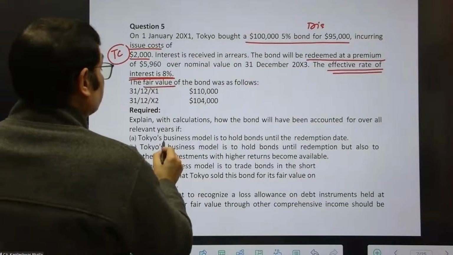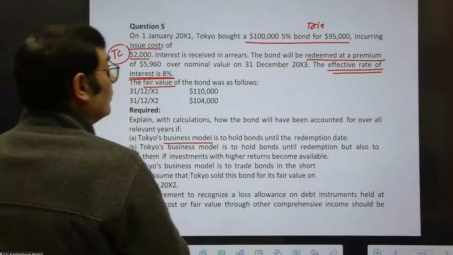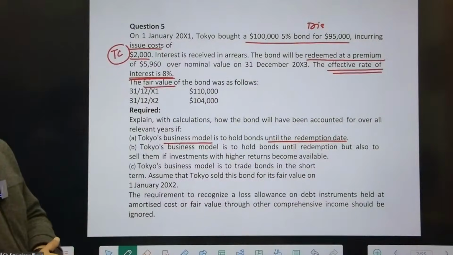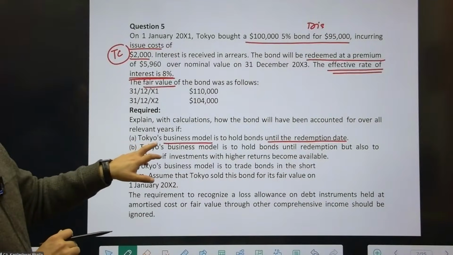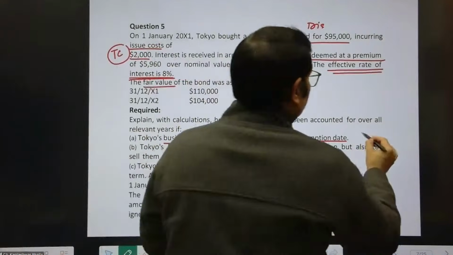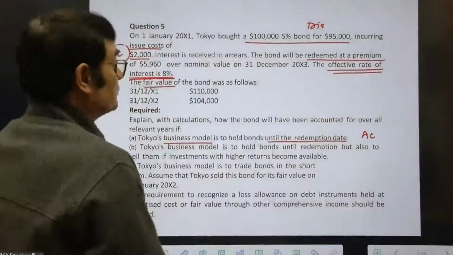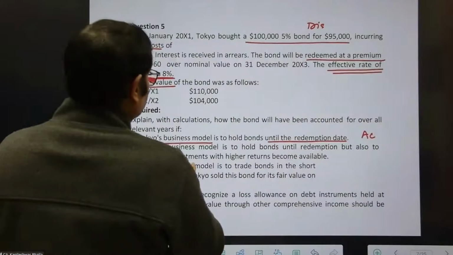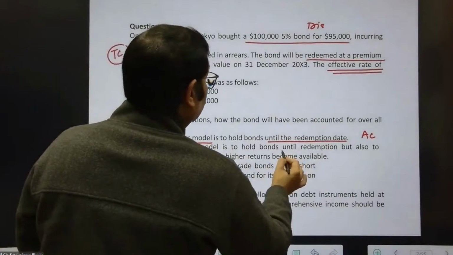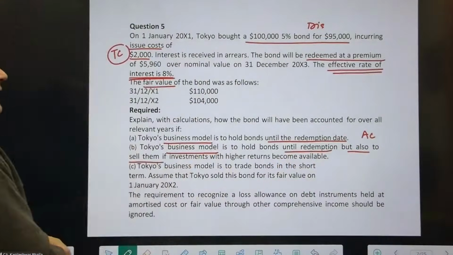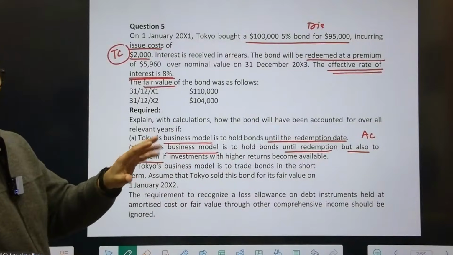Now, it says the business model is to hold until the redemption date. So, which measurement base are you going to use? That's going to be amortized cost. That's right. Because when you're saying it's a business model, it is indicating it's a debt investment. Then he says Tokyo's business model is to hold it until redemption, but also to sell them if you get higher returns. That becomes a mixed case.